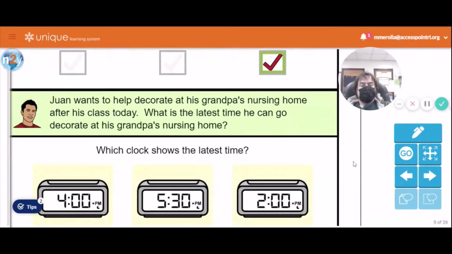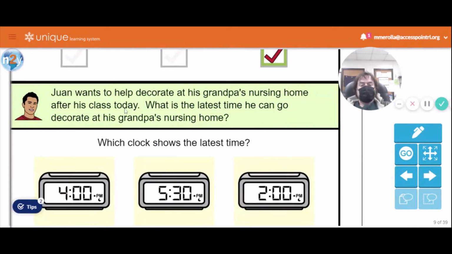Okay. The next scenario. Juan wants to help decorate his grandpa's nursing home after his class today. What is the latest time he can go decorate at his grandpa's nursing home? Is it 4 p.m., 5:30 p.m., 2 p.m.? What's the latest in the afternoon that he can go decorate his grandpa's nursing home?